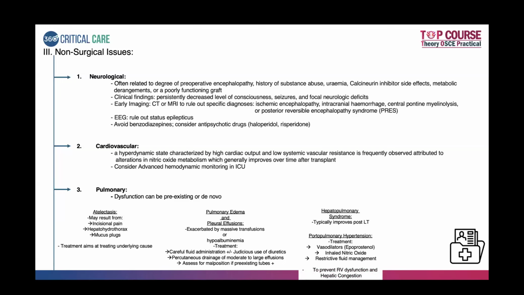So the main purpose of doing all this is to avoid RV failure. If RV failure is there, it is going to cause a bigger bump, because already you have a new liver recipient, and if at all it goes into congestive hepatopathy, it's going to further cause new and new problems. So that needs to be looked into very seriously.